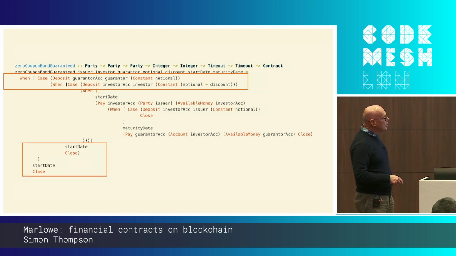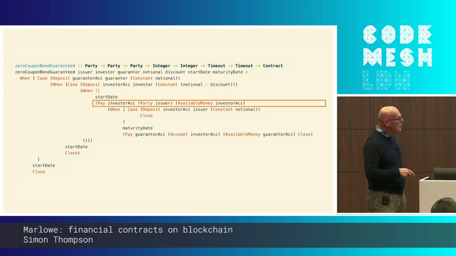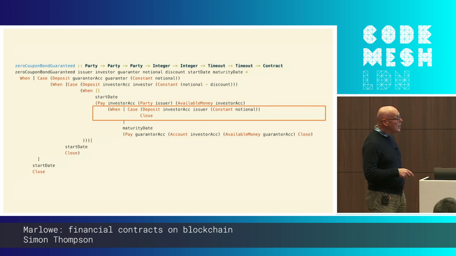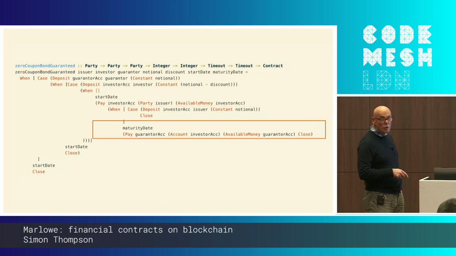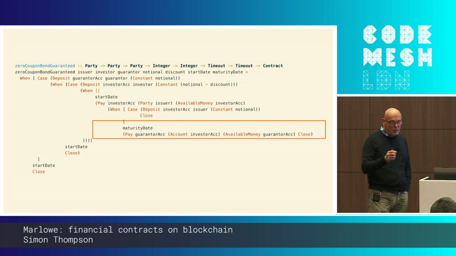If either of those things don't happen, we just refund all the money. If both of those things have happened, we wait until the start date, and then we immediately pay from the investor to the issuer. And then we wait for the issuer to pay back the investor. If they don't do that by maturity date, then the guarantor makes the payment. So that's pretty much, it's slightly different syntax, expressing what I said before.